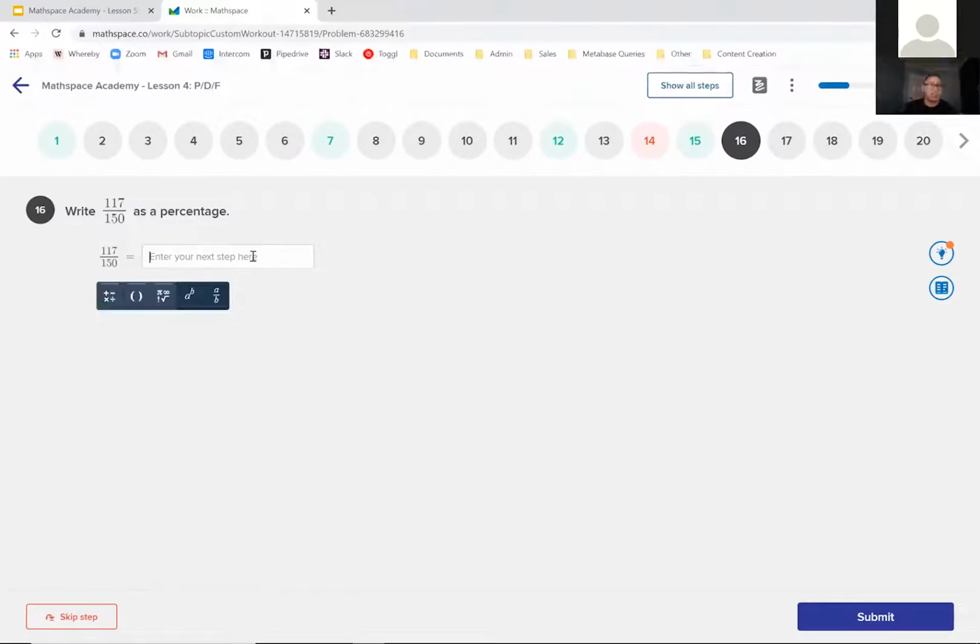Oh, here we go. This is a bit harder. 117 out of 150 as a percentage. Can you please do that? What is that percentage? I pretty much guess you'll have to use a calculator for this one. Have a go. I'm going to give you 10 seconds to bring up your calculator, another 10 seconds to do it.